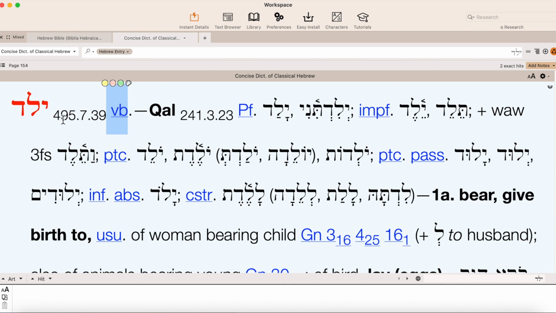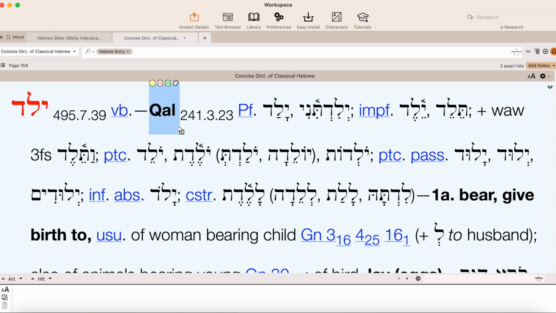Right after our three letters of Yud Lamed Daled, we have a number, 495. And that means that this verb appears in many different forms, 495 times in the Tanakh, the Hebrew Bible. There are numbers after that which aren't as important for us right now. So 495 times, this is a good verb to know. Let's take a look.